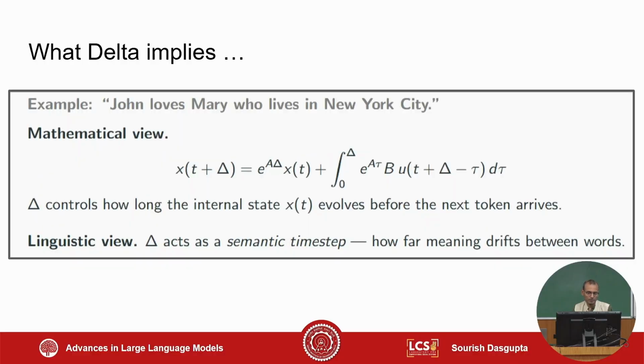Okay, so delta controls how long the internal state xt evolves before the next token arrives. The linguistic view acts as a semantic time step, how far meaning drifts between the words. Which means if two words are very different from each other, let's say Mary and then some completely different word abruptly comes in, then the drift will be quite far. It will drift quite far away and then it will catch up with the next word. So that's what it means, how far meaning drifts between the words.